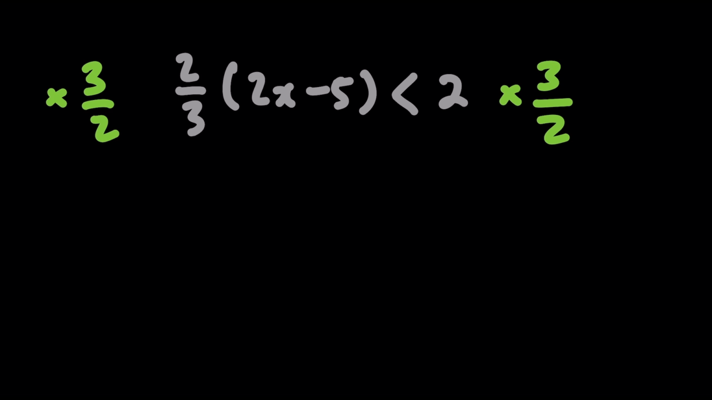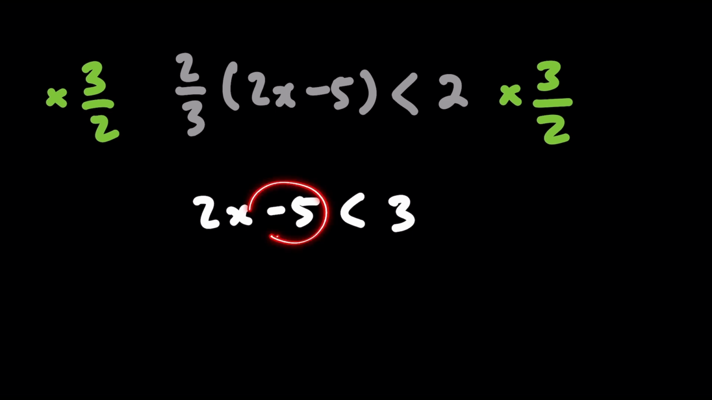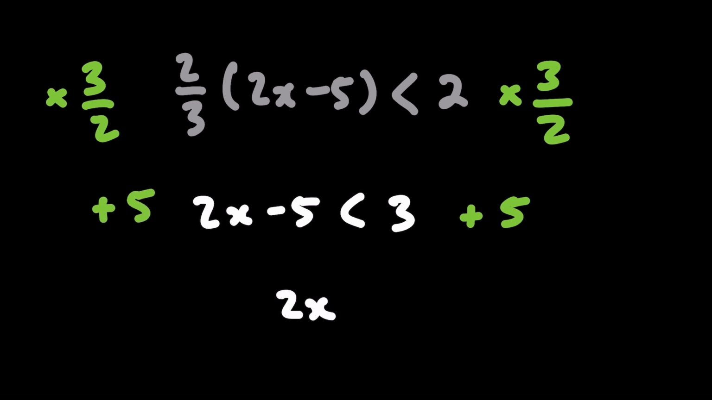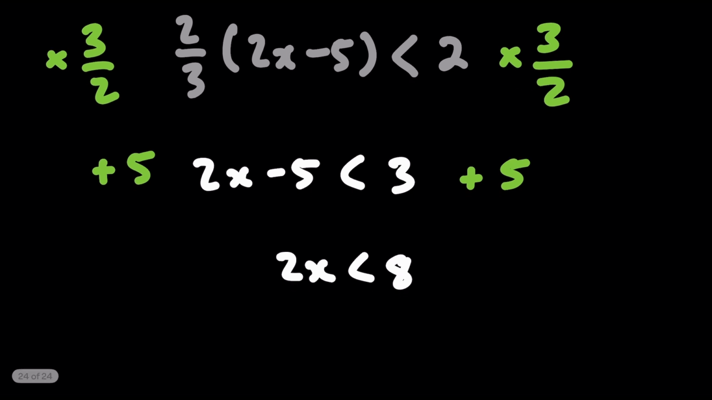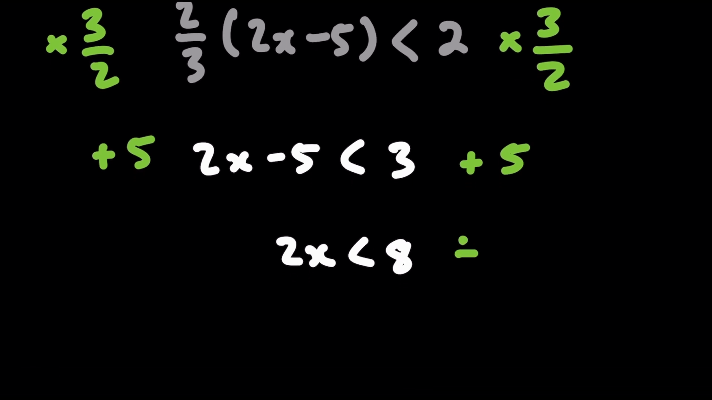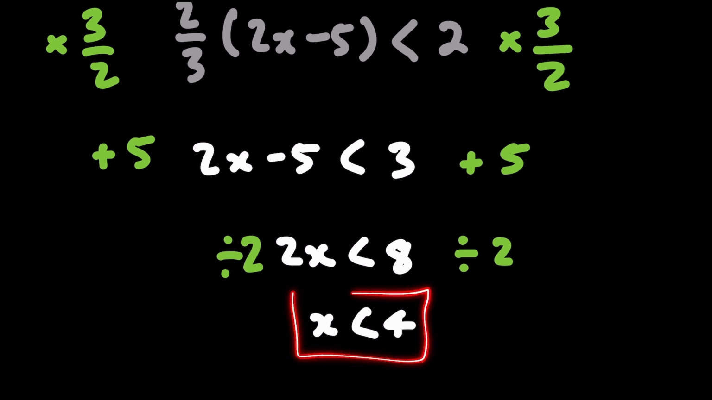So if I continue, I'm going to have 2x take 5 is less than 2 times 3 over 2, which is just 3. Now I can get rid of this minus 5 on this side by simply adding 5 to both sides. And so what I'll have left is 2x less than 8. And if I keep going, I can divide both sides by 2, and I'll be left with x is less than 4. And this is my answer to the question. X is less than 4. Since I didn't come across those two exceptions, I can just leave my answer like this.